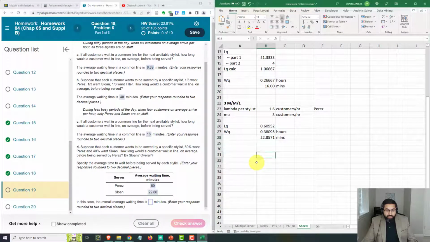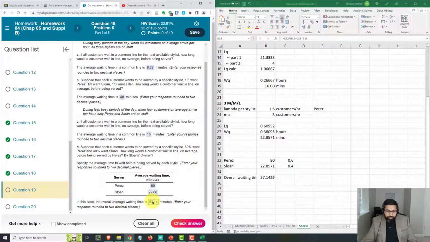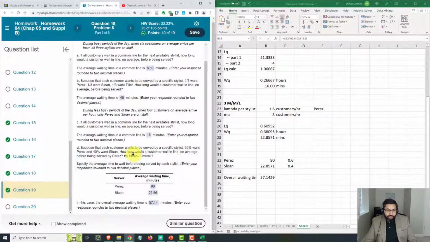What is the overall waiting time? If for Perez, people wait 80 minutes, and for Sloan, people wait 22.86 minutes, then what is the overall waiting time? We know 60%, or 0.6 proportion, want Perez, and 40% want Sloan. So the overall will be a weighted average: 0.6 times 80 minutes plus 0.4 times 22.86. That'll be 57.143, or 57.14. That is the weighted average waiting time.